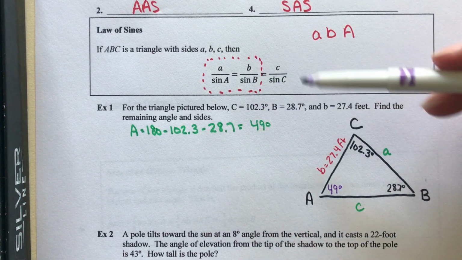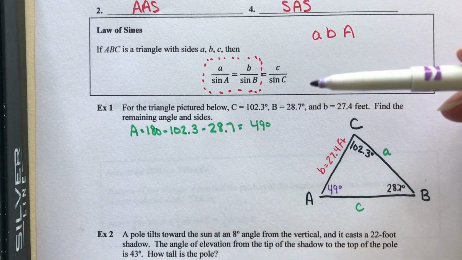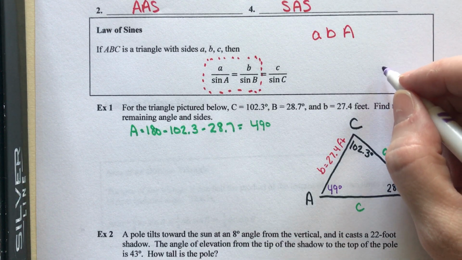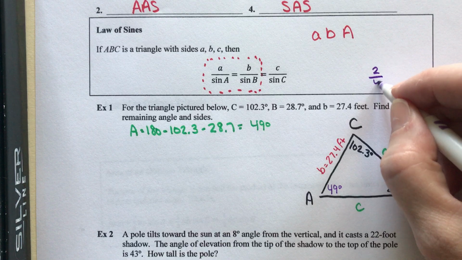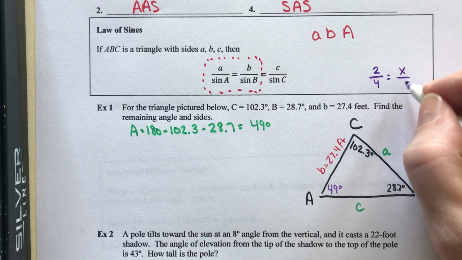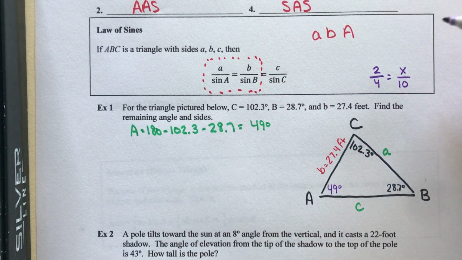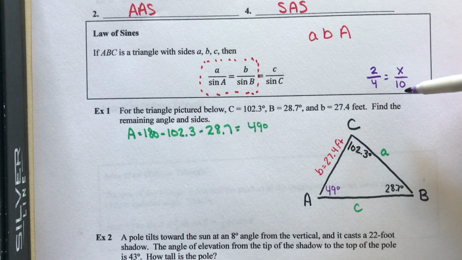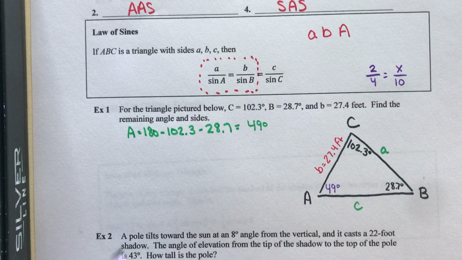I want to have one of these fractions totally filled out because in a proportion, let me just make something up here: 2 over 4 equals x over 10. We would have all 3 parts except for 1 part missing, and then we could just cross multiply and solve. We want that same combination so that we can solve our proportion. So I've got to know 3 parts so that I can solve for the 4th part.